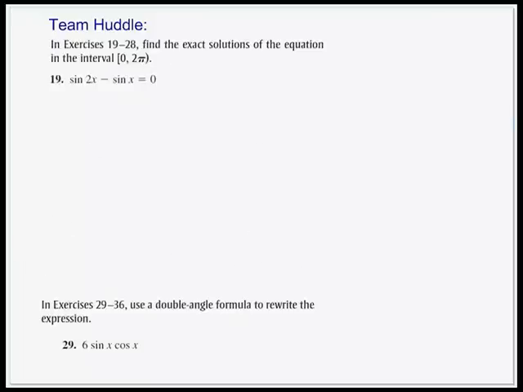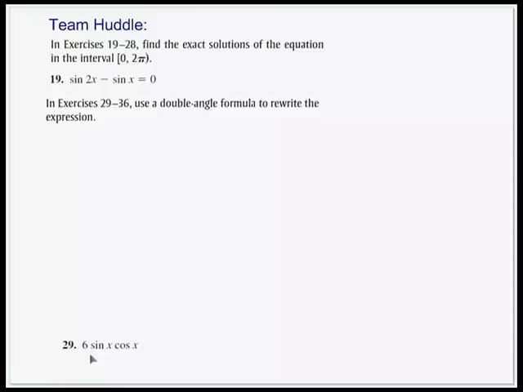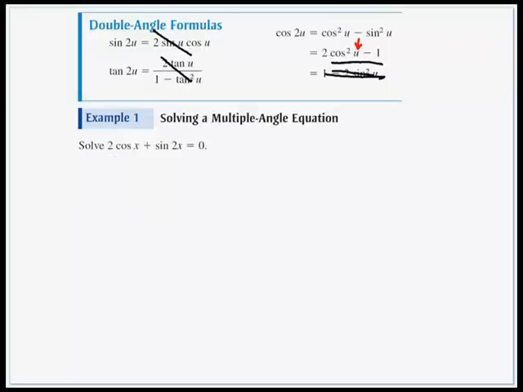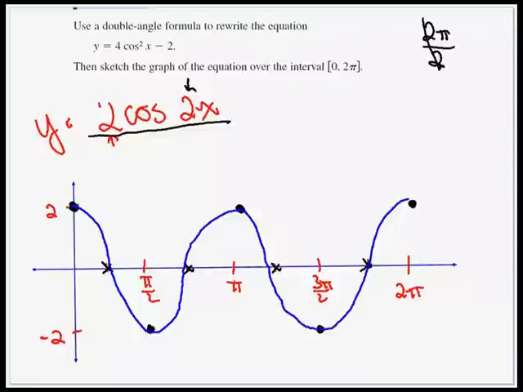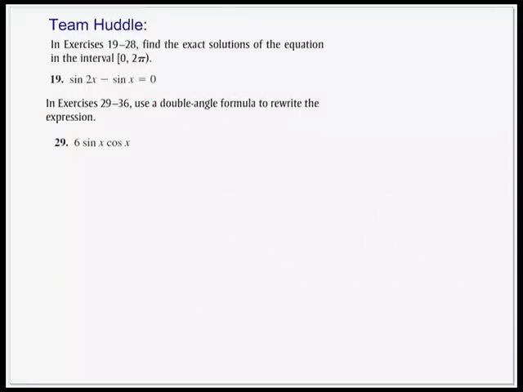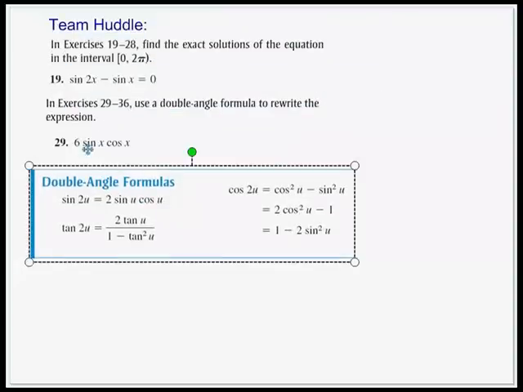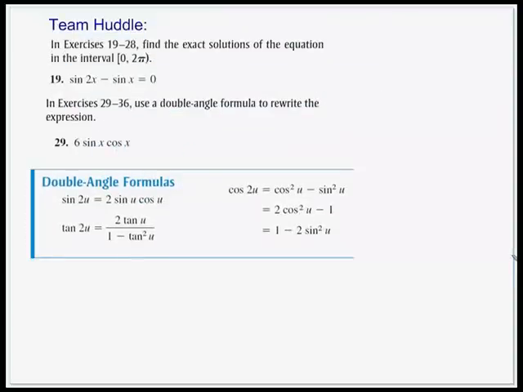Alright, in number 29, it says use a double angle formula to rewrite the expression. Okay, let's see our double angle formulas again. Okay, here they are. 6 sine x cos x. What do we have that looks the most like that? Well, anything squared, it's definitely not going to be, so we can get rid of all of these. Here's tangent with some tangents in it, and a squared, that's not going to be it either. So the closest we have is this right here.